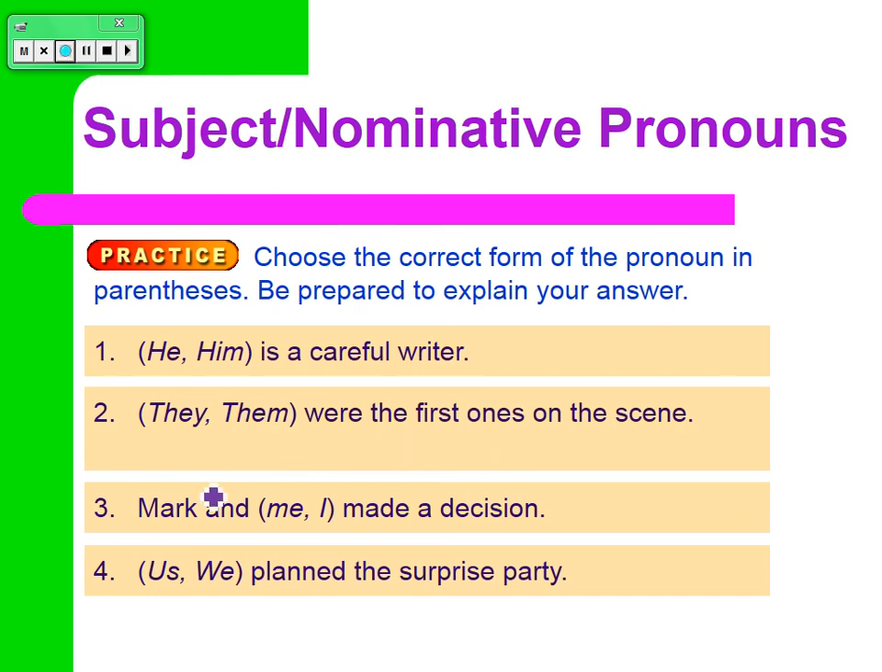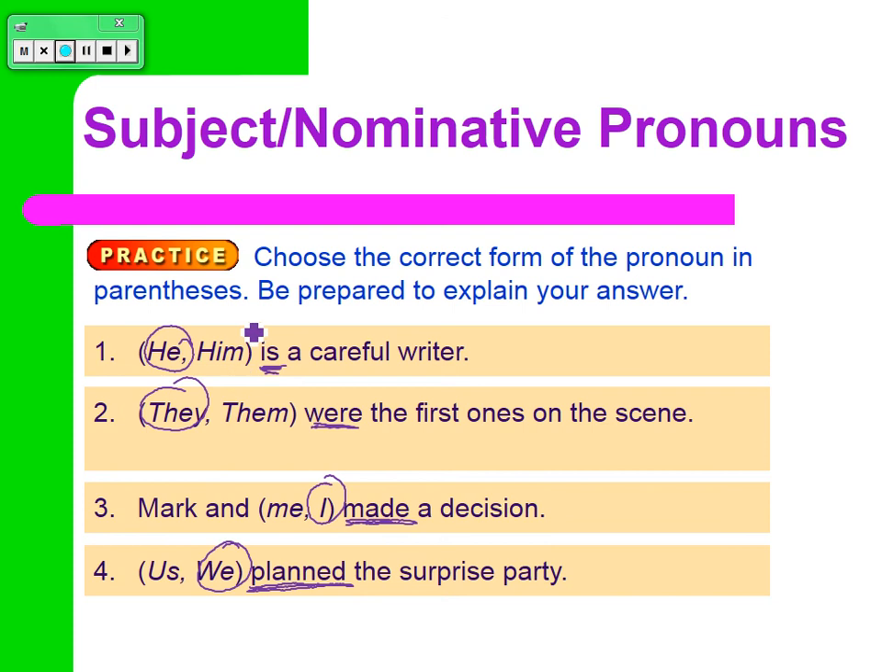Okay, here's another few examples that you could use to write down in your blank notes. Okay, and I'm just going to go through and circle them. This might be a good point too for you to pause this video and see if you can get the correct answers. And make sure you understand why. You can see that the verb, I'm going to underline the verb in each sentence, and then you ask yourself, okay, who is a careful writer? Who were the first ones? Who made a decision? Who planned? Okay.